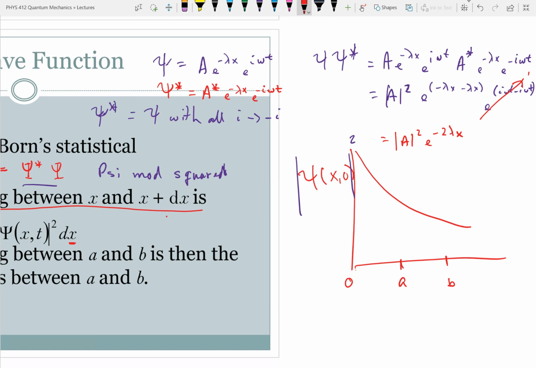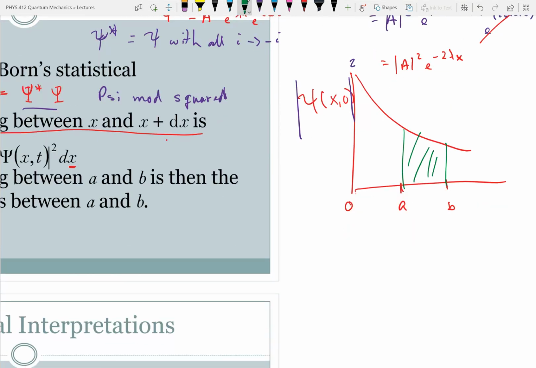So what's this going to look like? It's going to look exactly the same, except your decay has a 2, so it's got a slightly different scale for the numbers. Now that I have probability density, I simply want to find the area under here, which Indy perfectly described: probability between A and B is equal to the integral from A to B of psi mod squared dx, which equals the integral from A to B.